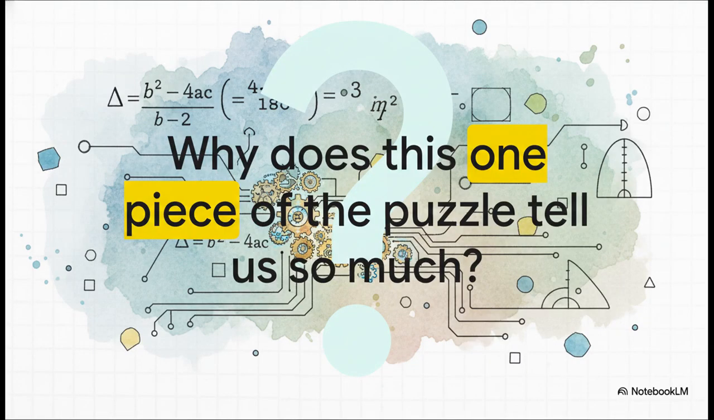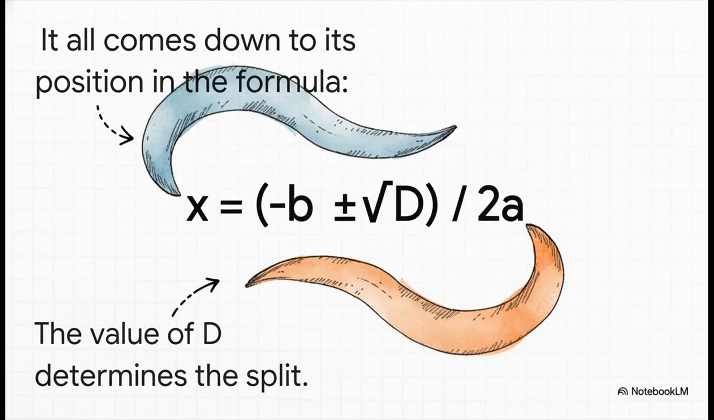How can this one little piece of a much bigger formula tell us everything we need to know? It kind of feels too simple, right? But the logic here is actually super solid, and it all has to do with where it's located in the formula. Okay, so check this out. It all boils down to where the discriminant, let's just call it d, is sitting. See how it's right next to that plus or minus symbol? That symbol is everything. It's basically a fork in the road, the spot where one equation can split off into 2 different paths. And the value of d determines exactly what happens at that fork.